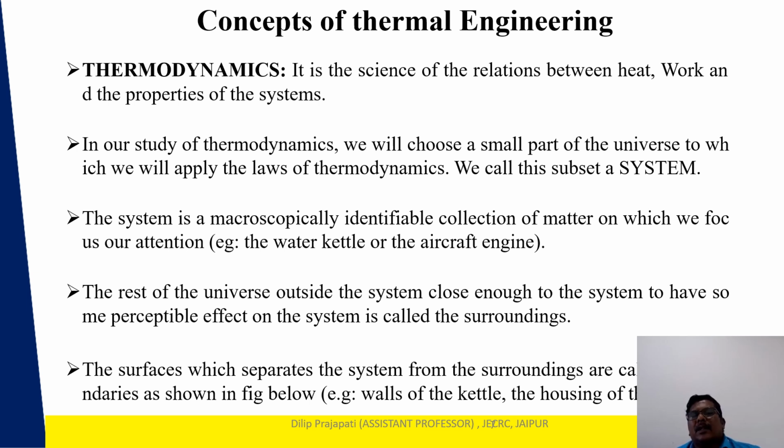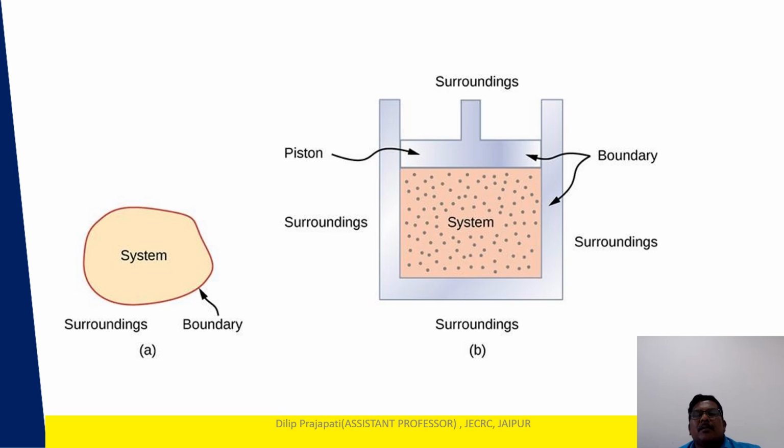Now we look at the parts of a system. A system is a macroscopically identifiable collection of matter on which we focus our attention. This is the system, and this is the surrounding. Here there is a piston and a liquid system. The boundary line is called the boundary, and this is the surroundings.